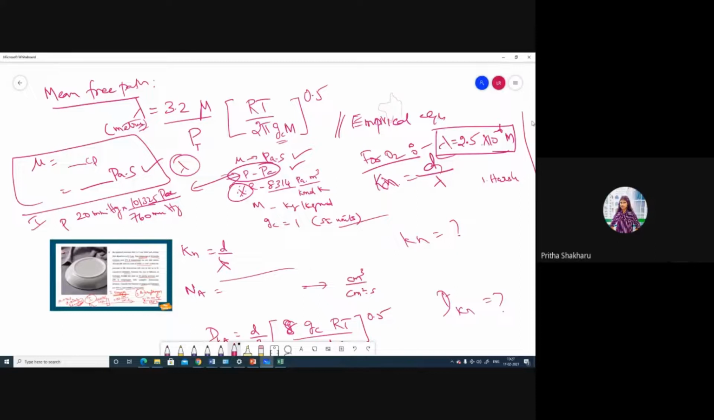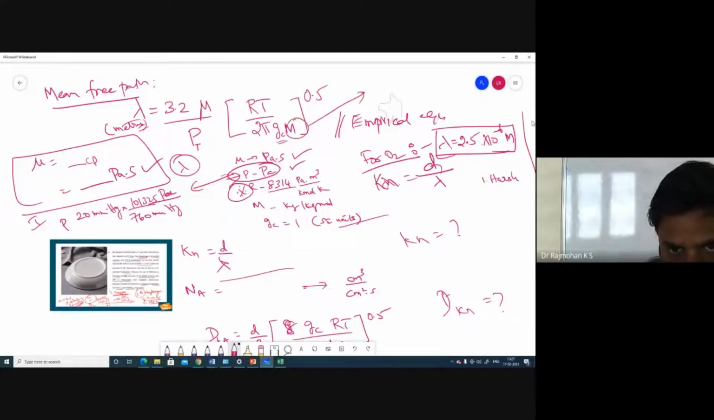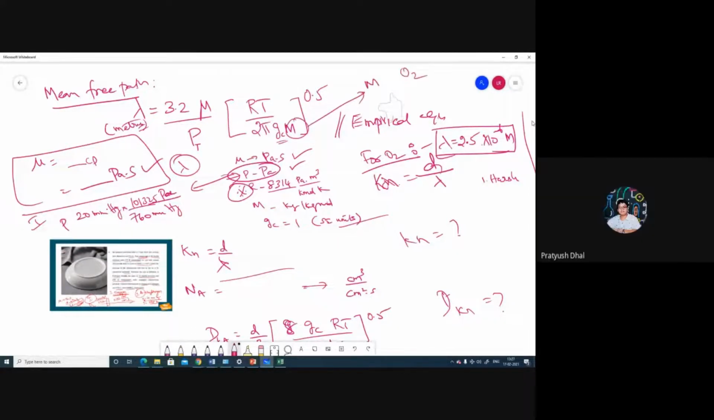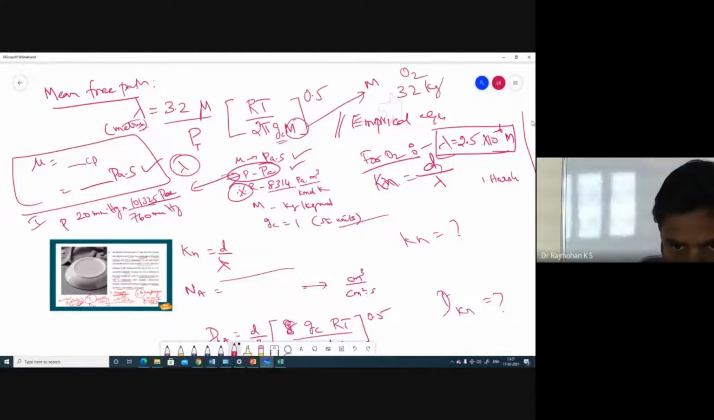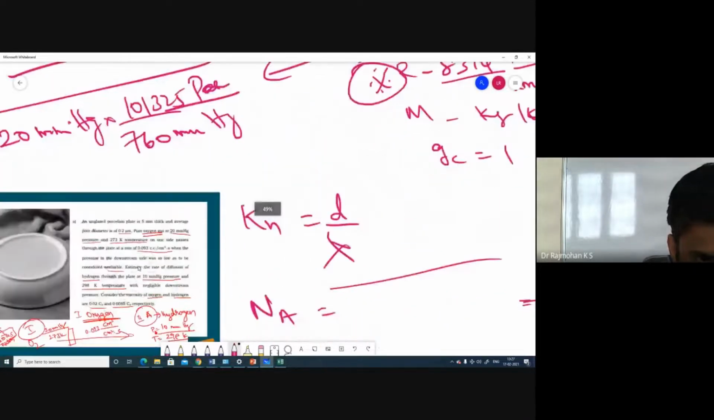So what is the molecular weight you have used? 32, okay, 32 kg per kilomole. That is fine. Pi value 3.14, R value 8314. Temperature, 2 or 3? Okay, in this problem it is given 273. That's fine, then that's correct. I will calculate it for 373.